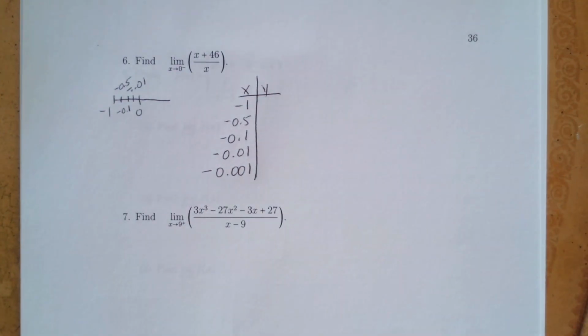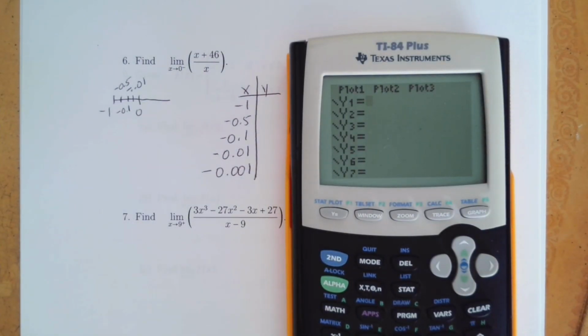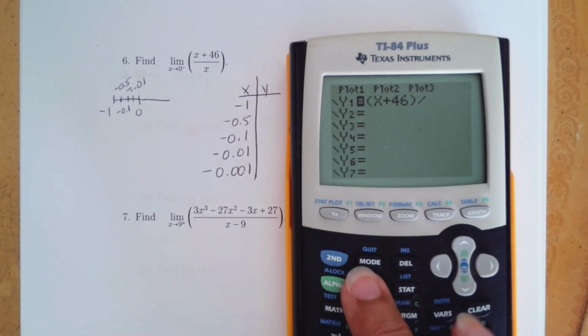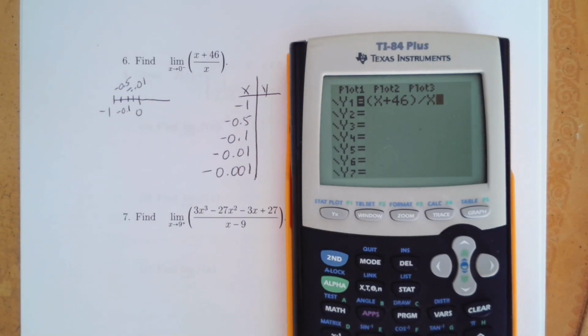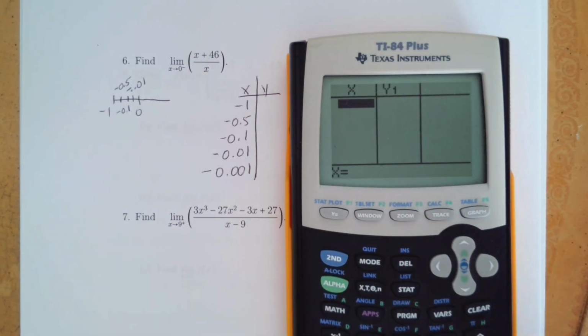So we're going to put this in the calculator. So I'm going to go back to y equals. I'm just going to clear that out this time, and I'm going to put parentheses x plus 46, close my parentheses, divided by x. Now x is just one term, so I don't need parentheses around it. You can put parentheses around it. It's not going to hurt. Okay? All right, and then we're going to go to our table, and we're going to clear those out, so hit delete. Don't hit clear, you hit delete on that, okay? All right, so we're going to do -1, -0.5, -0.1, -0.01, -0.001.